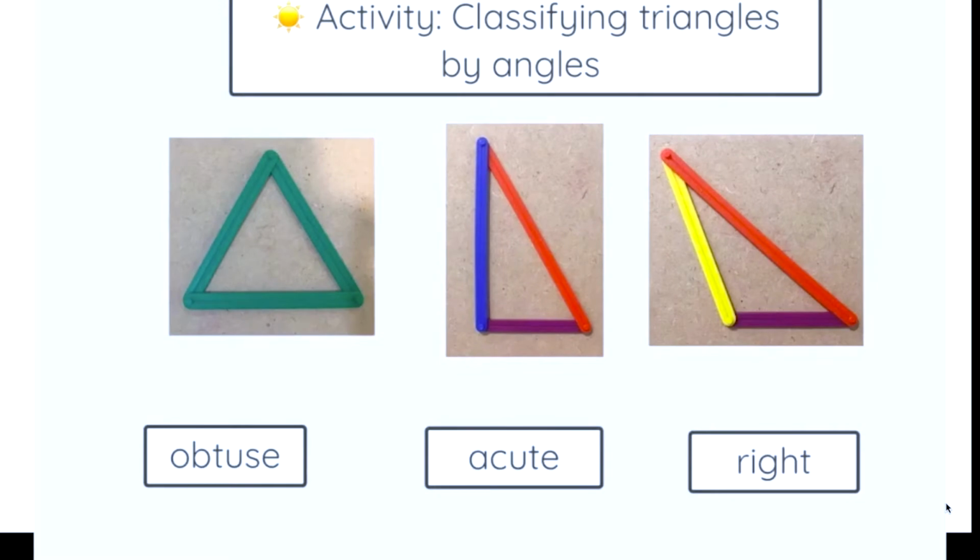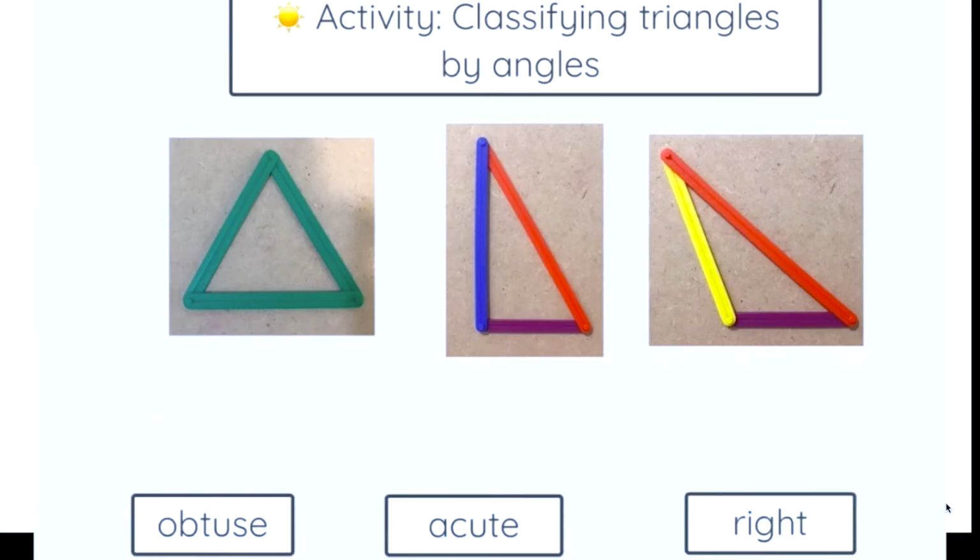When we classify triangles by angles, we are taking a look at the largest angle in the triangle. So out of the 3, what is the biggest? That is how a triangle gets its name. A triangle whose largest angle is above 90 degrees would be considered an obtuse triangle. A triangle whose largest angle is less than 90 degrees would be considered acute. And a triangle whose largest angle is exactly 90 degrees is a right triangle.